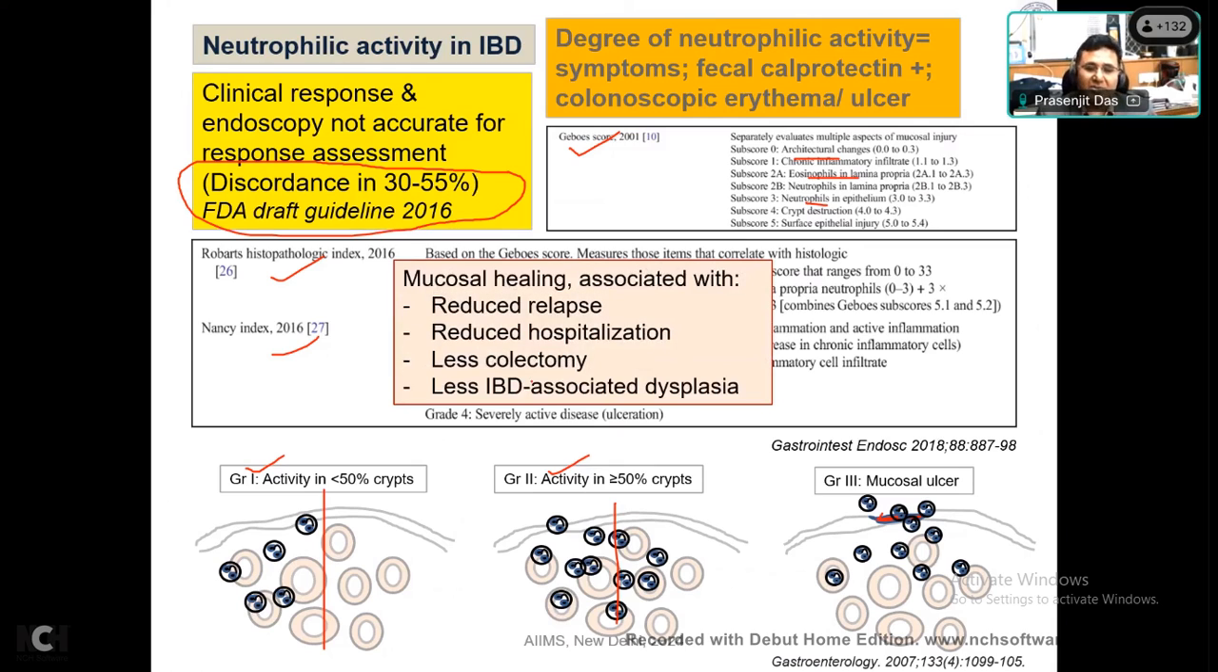And mucosal healing is important, because why it is important to get rid of the neutrophils? Because if during a follow-up you are reporting there is no neutrophilic activity, or it is a quiescent disease, we call it quiescent disease, there are chances of reduced relapse further, reduced hospitalization, the chance of colectomy is very less, and if the patient remains active disease, pancolitis for long time, chances of dysplastic change will be very high. Okay, so further complications will also be much lesser.